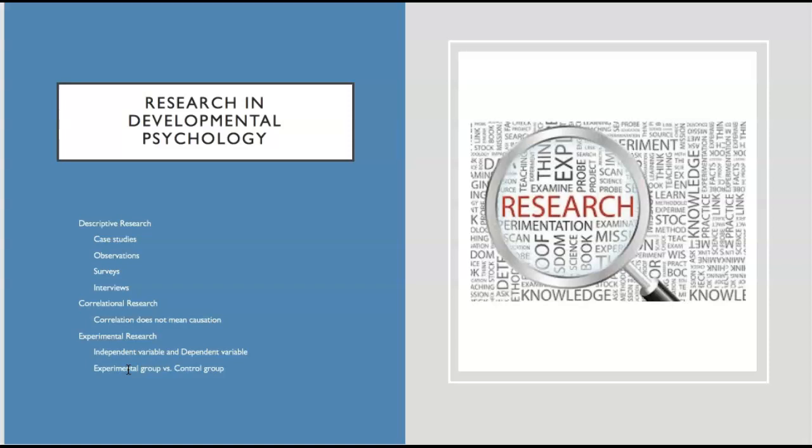Now, with any area of psychology, we have to talk about research. Okay, so psychology is a science, and the goals of psychology are to explain, predict, and change. And the same holds true in developmental psychology. So just like in other areas of psychology, we can do descriptive research, which includes case studies, observations, and interviews. We can do correlational research, which is where we look at how variables are related. But remember, correlation does not mean causation.